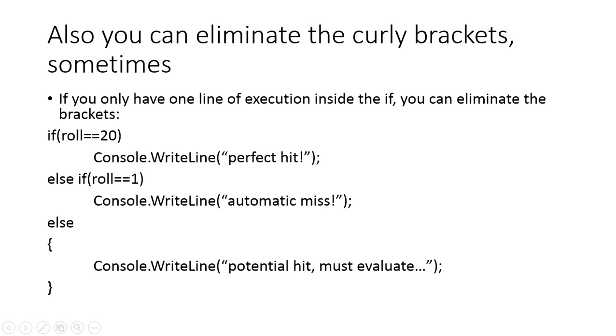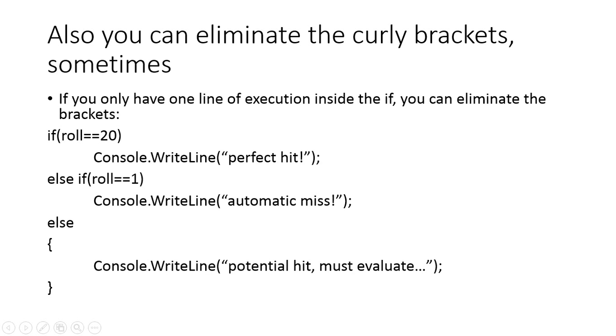Sometimes you can eliminate the curly brackets altogether. So for example, if you have only one line of execution inside the if, you can eliminate those brackets. So we say if roll equals 20, then Console.WriteLine perfect hit, else if roll equals 1, automatic miss, else, and then all the code block goes in here. So you can even mix and match. Like for example, this one doesn't have curly brackets.